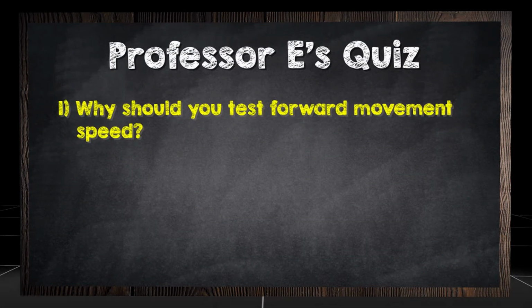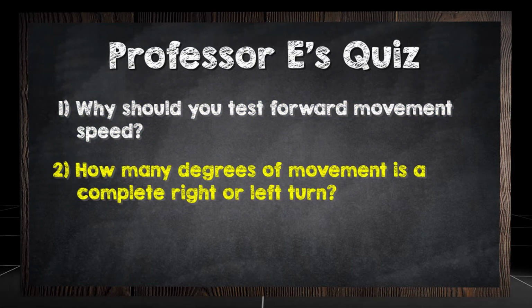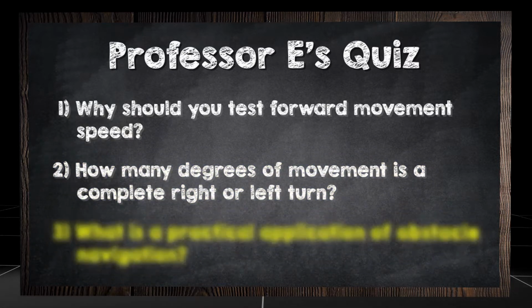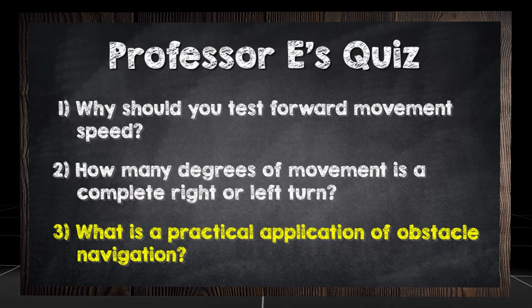Why should you test forward movement speed? How many degrees of movement is a complete right or left turn? What is a practical application of obstacle navigation?